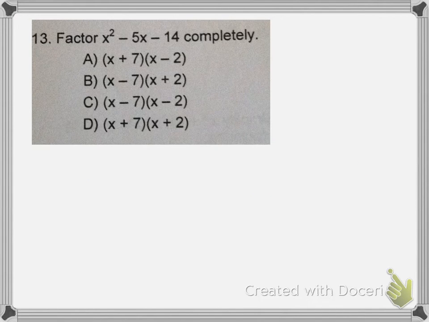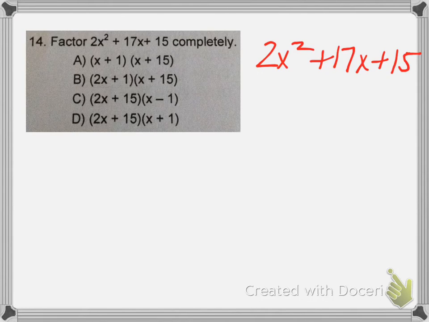Alright, here, this is just too easy. What multiplies to give you 14? Well, 7 and 2, 1 and 14. And how can they subtract to give you negative 5? That would be a positive 2 and a negative 7. So there you go.